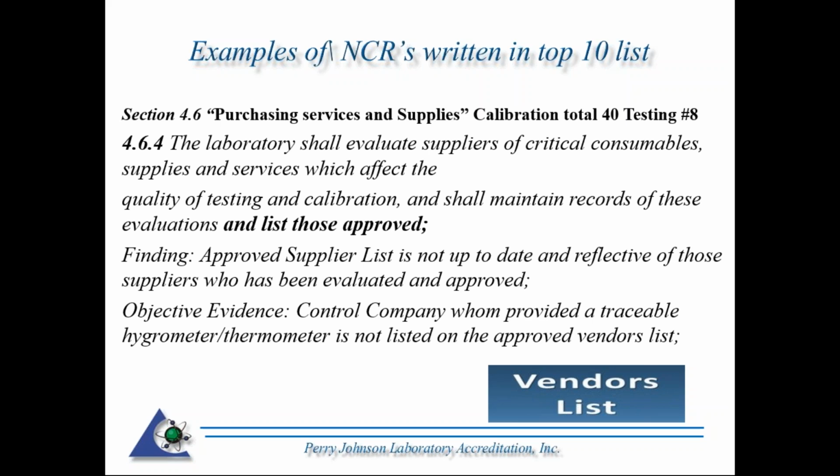Other things captured under purchasing is the actual purchasing document that's generated. Let's say you're going to purchase a critical service, such as a calibration that you need for your accredited testing activity. That needs to be reviewed for technical content. So there are requirements in regards to the purchasing documents. If you're using a purchase order, for example, it should contain sufficient detail, and it should be reviewed for technical content, ideally by the technical manager. The other thing is when these purchased supplies come in, they have to be inspected.